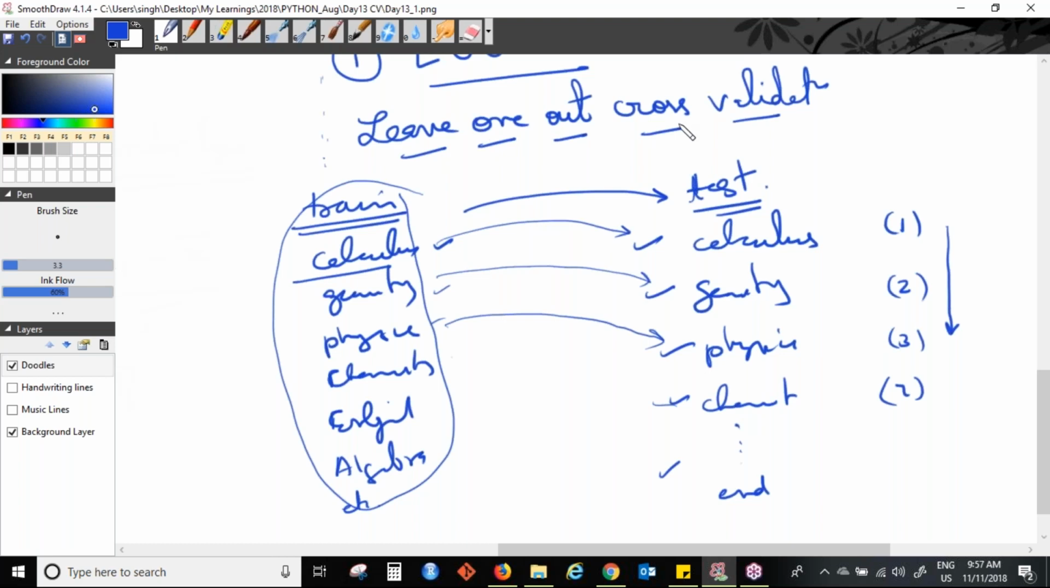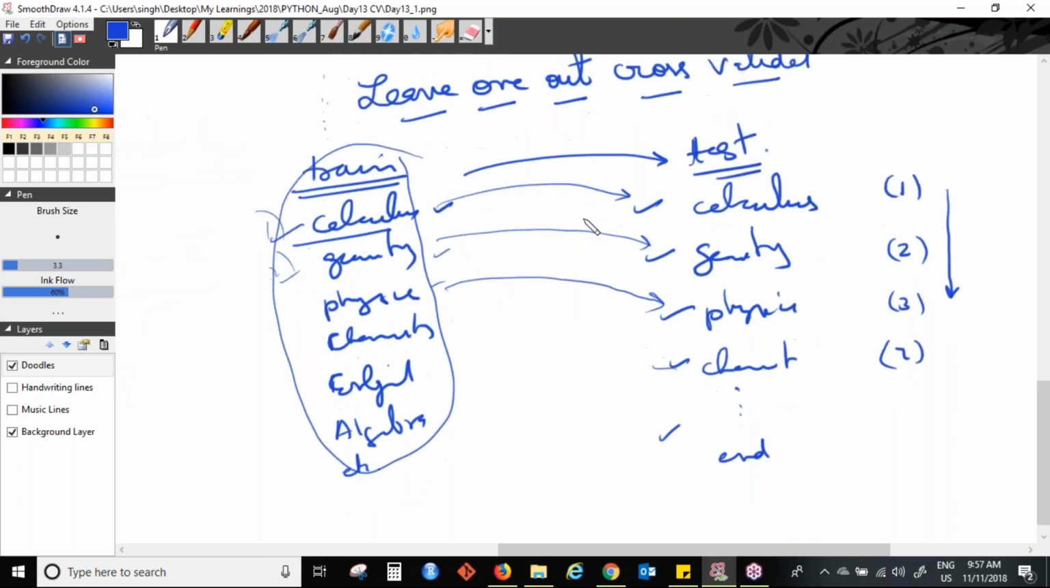Why leave one out cross validation? Because you are leaving one row out. These are all rows. So you are leaving one row out, and then you are checking whether your model is performing good on that particular row or not. So this is what you are doing.